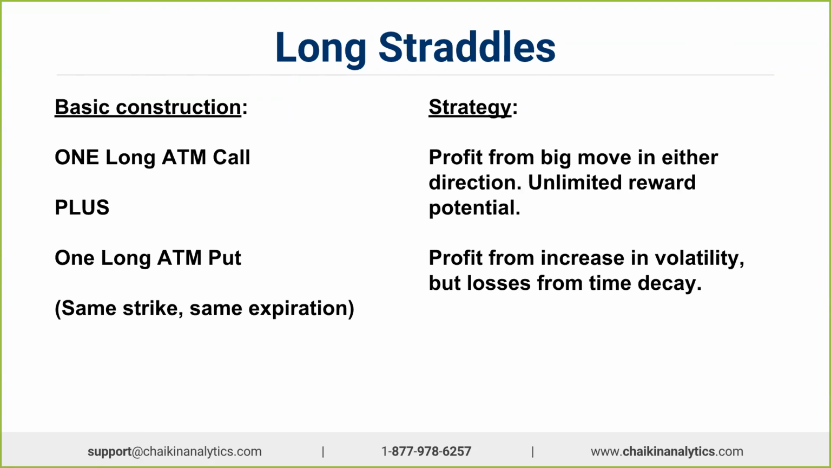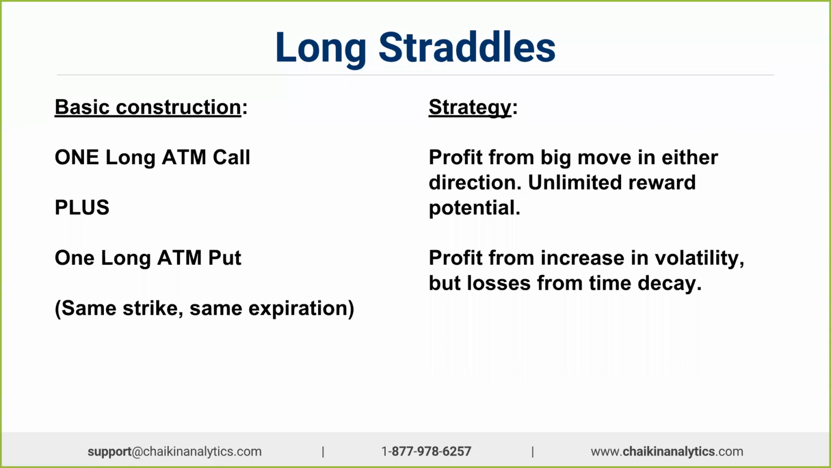In this case, you need a move big enough to cover both sides. One of these is going to be a loss. That's the nature of it, right? If you have a big move up, the put loses. If you have a big move down, the call loses. What you're looking for is a big enough move that it doesn't matter which way it goes, it's going to pay for both the call and the put. High flying volatile stocks are great for this sort of strategy.